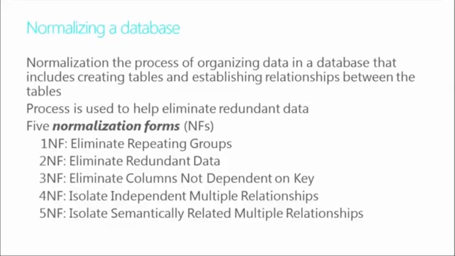By default, there are 5 normalization forms, as you can see here. One is eliminating repeating groups. Eliminating redundant data is number 2. And the third level is eliminating columns that are not dependent on the key.